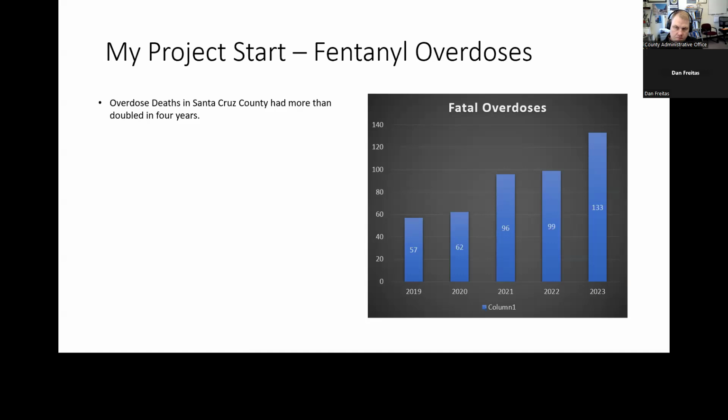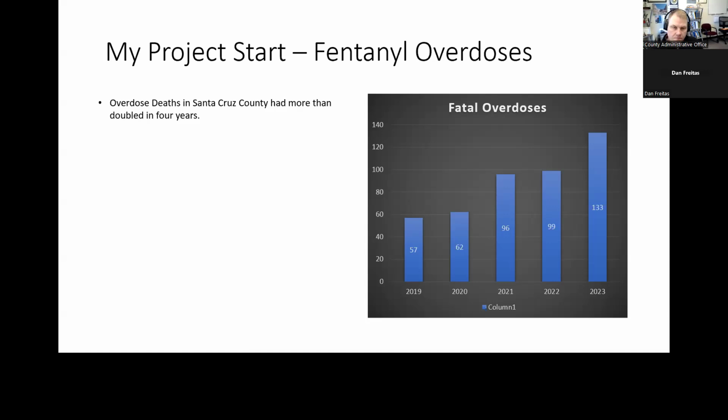And then all of a sudden, really fentanyl started hitting our community. Around that time, we jumped to 96, and then 99. And then in 2023, it's running rampant, and we're now at 133. So in 4 years, we had more than doubled the number of overdose deaths in our community.